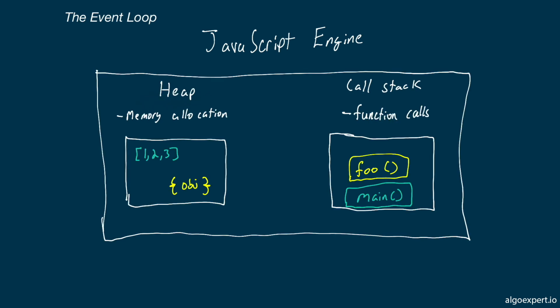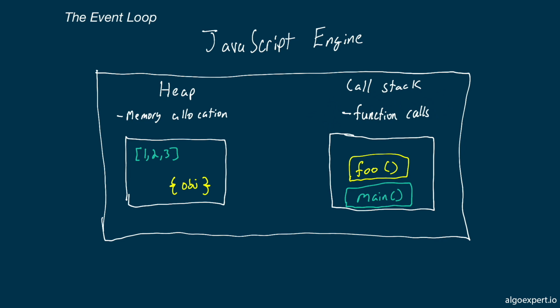The heap's main purpose is for memory allocation, so whenever our code needs to allocate memory, such as for arrays and other objects, it happens on the heap. On the other hand, the call stack is used for keeping track of the currently executing function calls. This is a stack data structure, which is last in, first out.